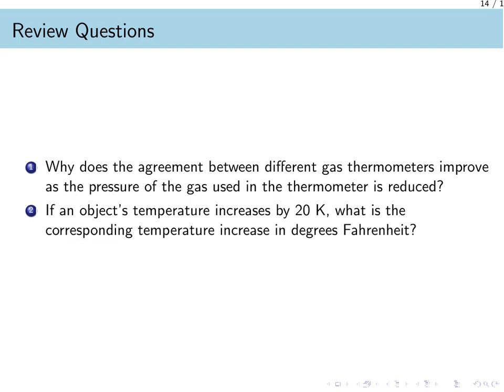First, consider why the agreement between different gas thermometers improves as the pressure of the gas used in the thermometer is reduced. Think about how gas behavior approaches an ideal state at low pressures. Second, if an object's temperature increases by 20 kelvins, what is the corresponding temperature increase in degrees Fahrenheit? Remember to use the relationship for temperature changes rather than the formula for specific points on the scale.